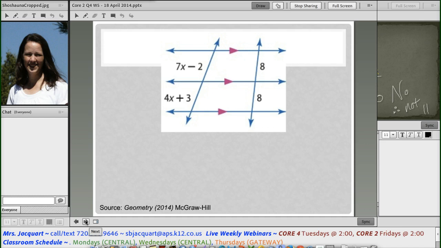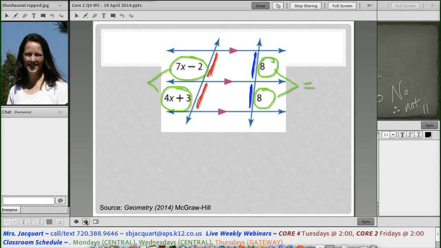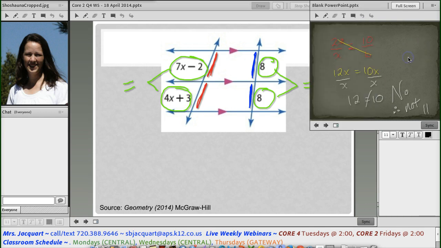The way that we're going to set this up is we're going to take these red parts, and then we're going to set them equal to the... Oh, you know what? We can do something even niftier. Because these two equal each other, these two have to equal each other. Cool, huh?